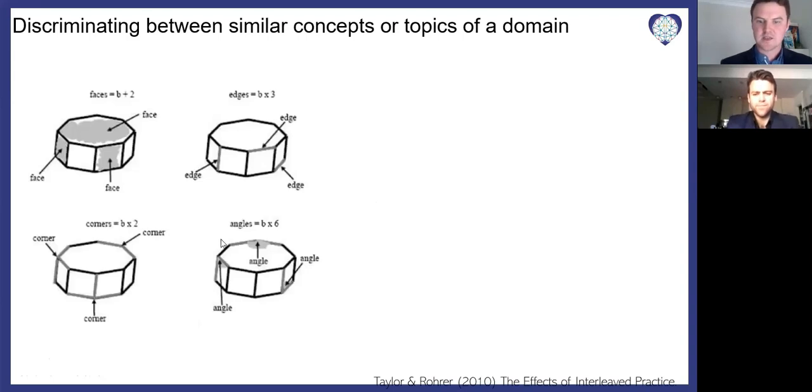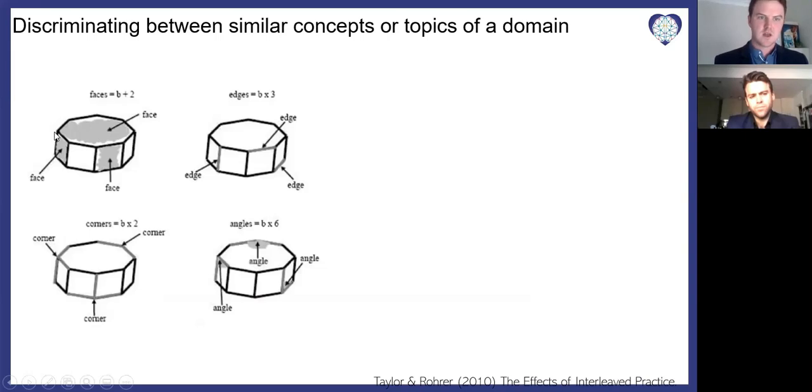So this is a classic study from Taylor and Rohrer. You might have seen this if you were at the DSF conference. Jana Weinstein spoke about this exact study, but it just illustrates this point of similar topics or concepts of a domain, right? So in this study, there were 4 problem types that all look very similar on the surface level, but they're different. So this one in the top left is calculating faces, and the formula for that is base plus 2.